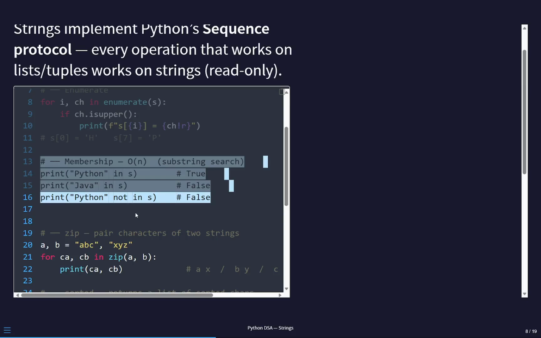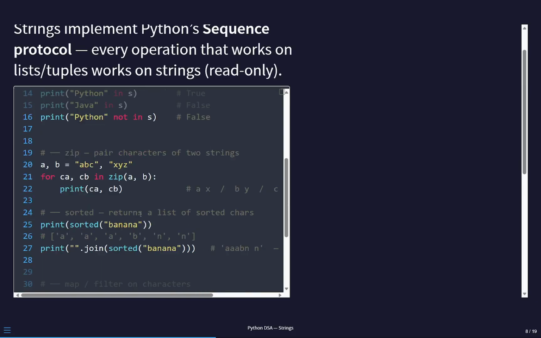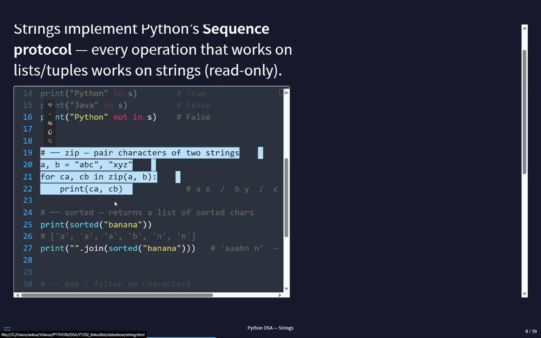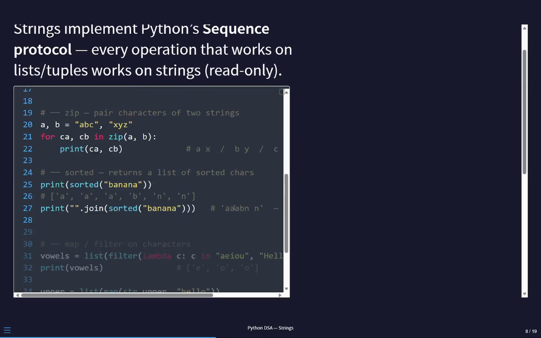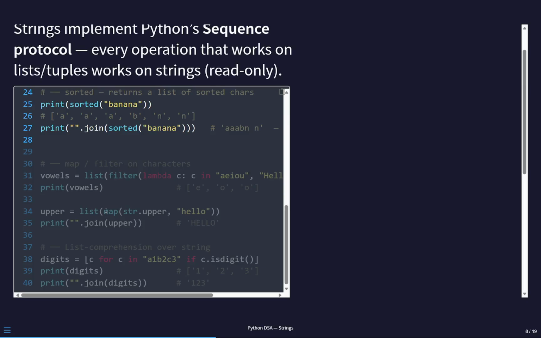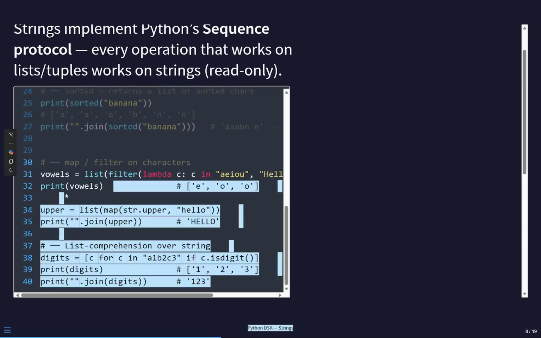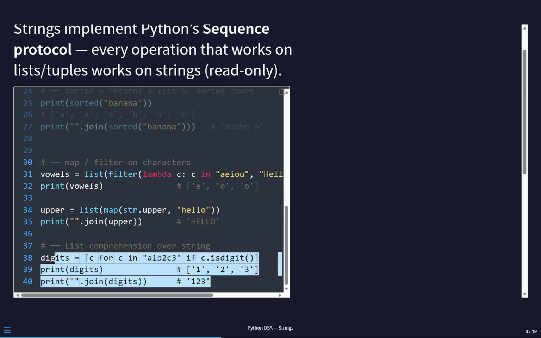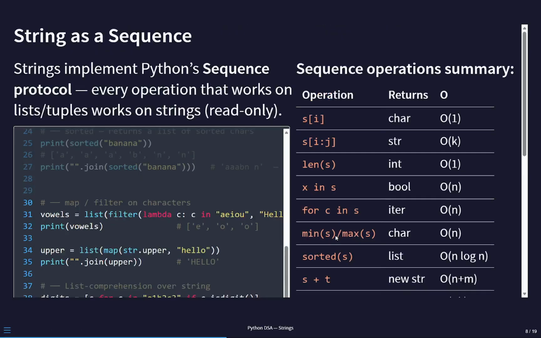pattern. Zip(a, b) pairs up characters from two strings for parallel processing. Sorted returns a sorted list of the individual characters; combine with join to get a sorted string back. Filter and map work directly on string characters, since they're iterable. List comprehension over a string with a condition is the most Pythonic approach for extracting characters that match a predicate. The sequence operations table is your reference.